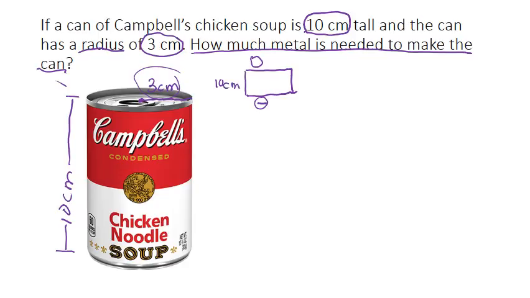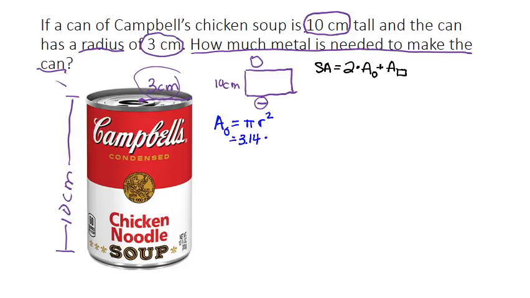All right, so again, I'm going to start with my formula for the surface area. My surface area is going to be equal to 2 times the area of our circle plus the area of our rectangle. First, let's find the area of our circles. So the area of our circle is equal to pi r squared. So for pi, I'm going to use 3.14.